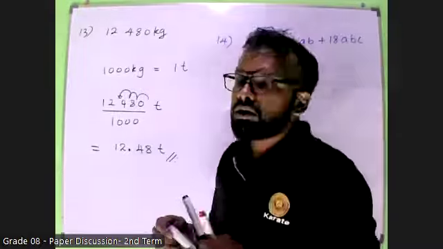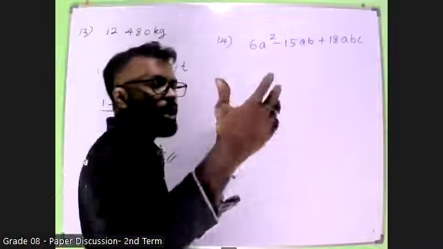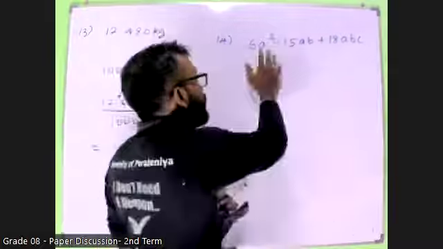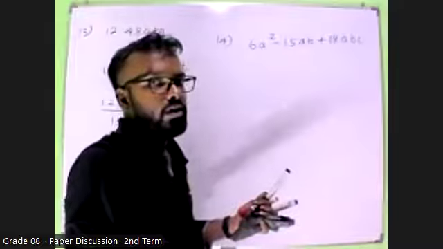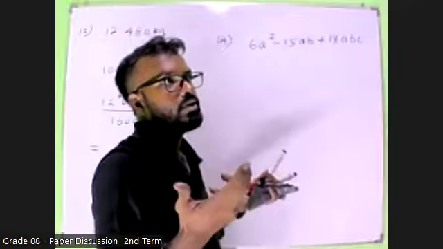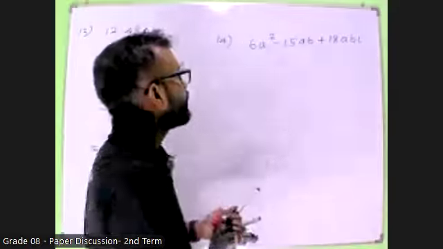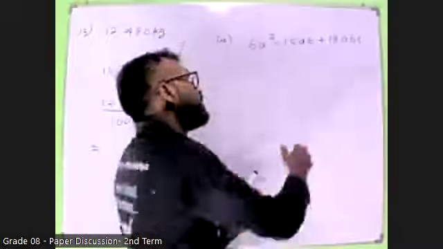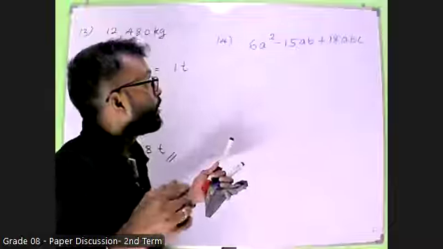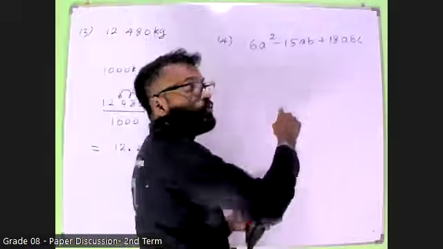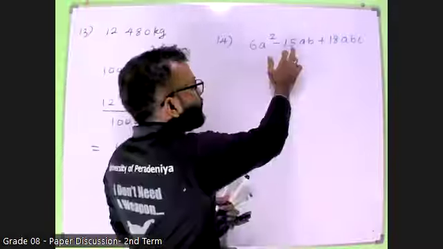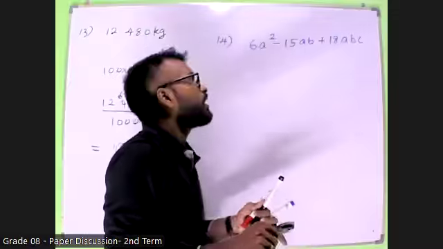You need to find the common terms, whether they are numbers or terms. Here you have 6, 15 and 18. These can be divided by a common number, 3. 6 can be divided by 3, 15 can be divided by 3, 18 can be divided by 3. You cannot use 2 as the common number, because 15 cannot be divided by 2, or 6, because 15 cannot be divided by 6 without a remainder.